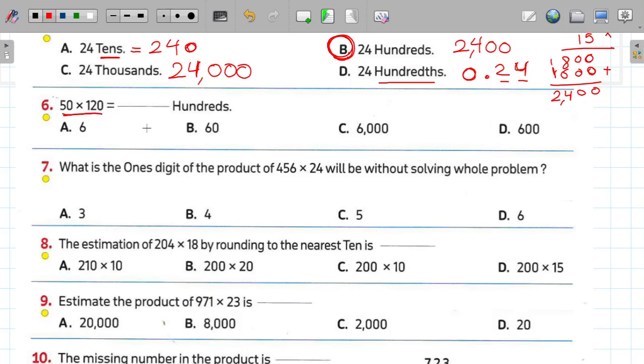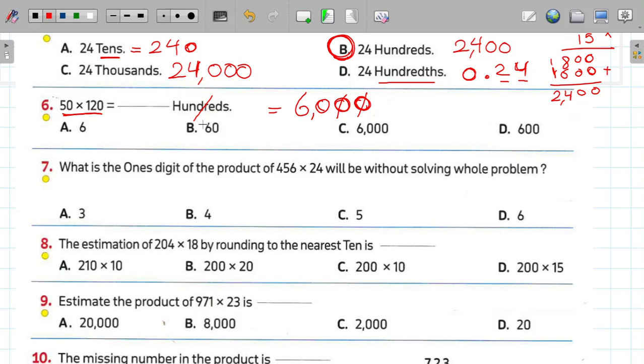Let's multiply first. I have 50 times 120. I have two zeros, so I will write two zeros first. And 12 times 5 equals 60, so I will write 60. But I wanted to know, I have here 6,000, and 6,000 equals how many hundreds? Hundreds means I will cancel two zeros, so it's like that.